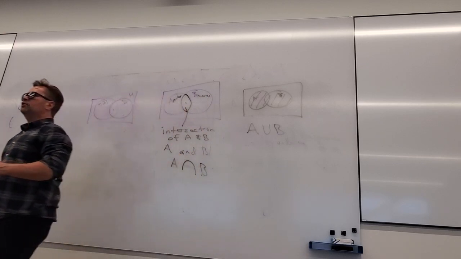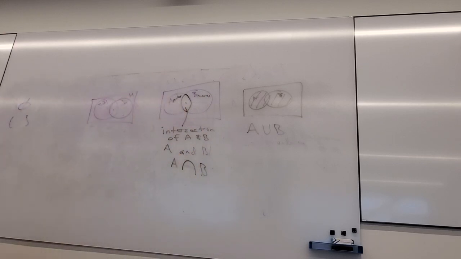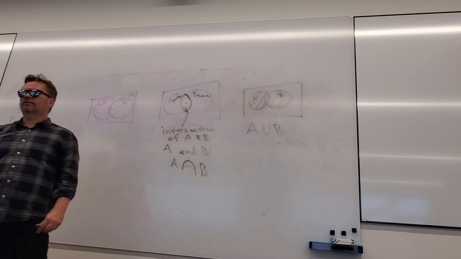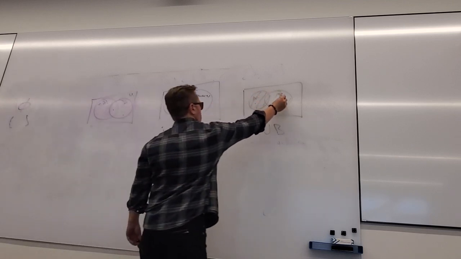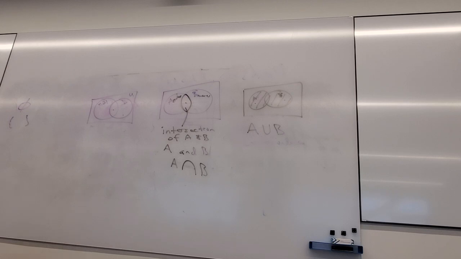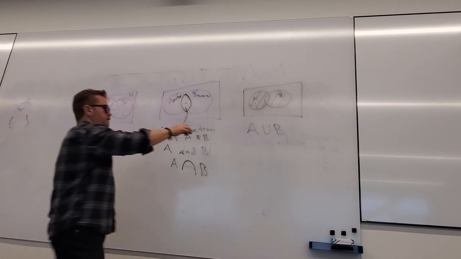If you're in that union, what do you like? Is this person in the union? Yeah. What do they like? Apples. Is this person in the union? Yeah. What do they like? So if you're in the union, you like apples or bananas. So the word for this is "or."